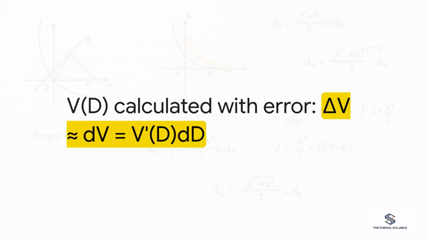Instead of computing a really messy true difference by, say, subtracting the exact volume of a 26 centimeter hemisphere from a 26.5 centimeter one, we just use the differential as an approximation tool. We let our small measurement error be dD. Then, by simply plugging that into our formula, we easily find our propagated volume error, dV. It's fast, it's elegant, and it's surprisingly accurate.